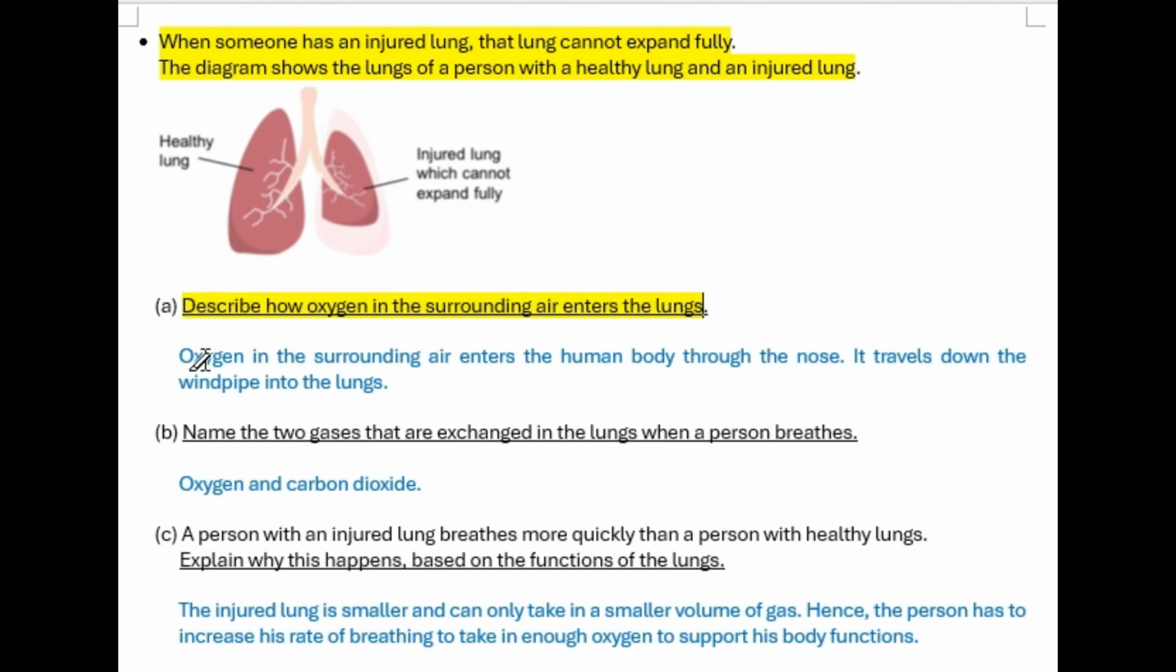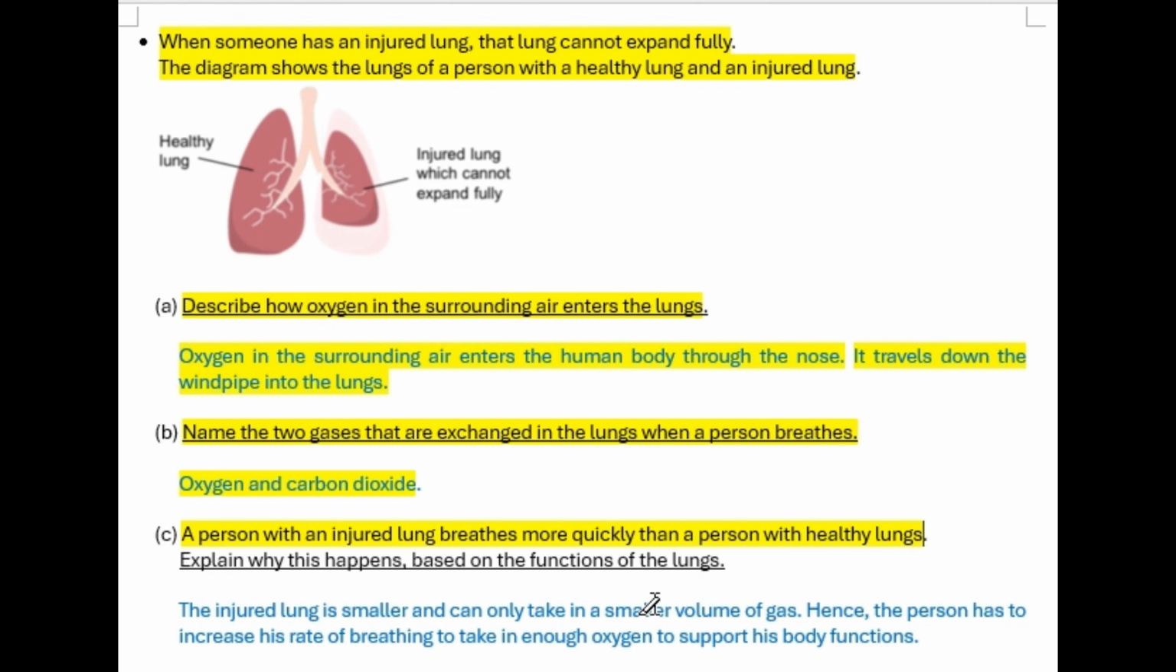Describe how oxygen in the surrounding air enters the lungs. Oxygen in the surrounding air enters the human body through the nose. It travels down the windpipe into the lungs. B. Name the two gases that are exchanged in the lungs when a person breathes. Oxygen and carbon dioxide.